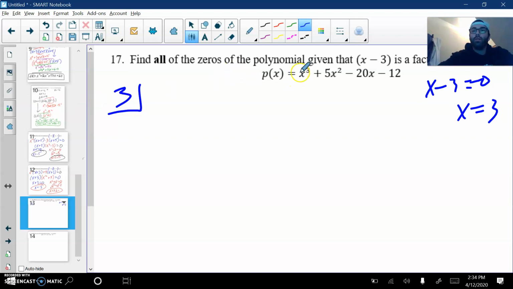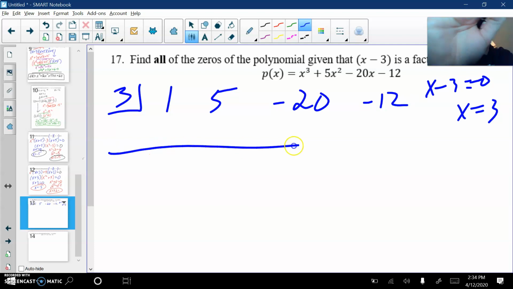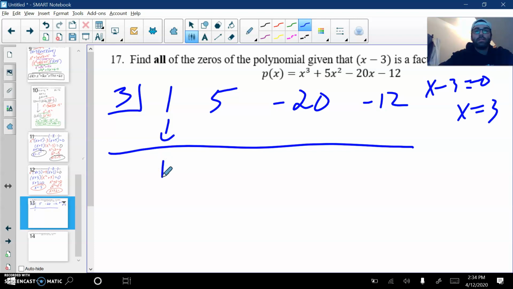Now I want to look at my coefficients of my polynomial. My coefficients are 1, 5, negative 20, and negative 12. I draw my line. The first number always comes straight down, so I get 1. To find out what goes here, I do 1 times 3, or 1 times whatever's in the box, to get 3. To go down, I add. 5 plus 3 gives me 8.